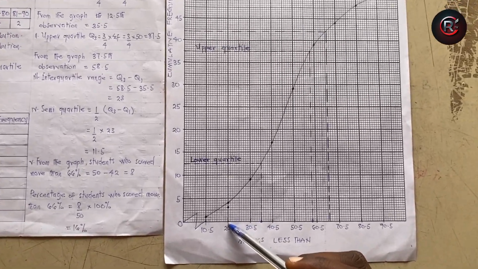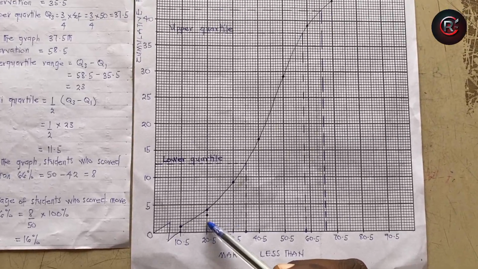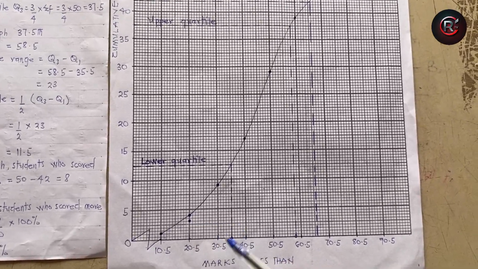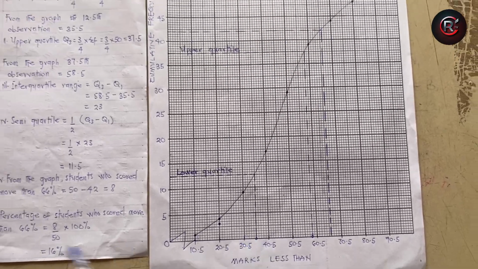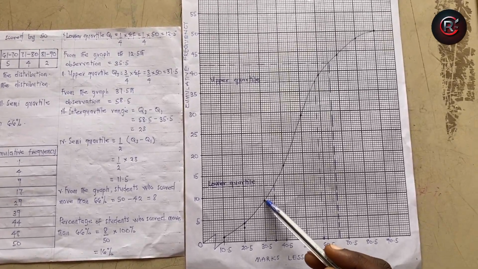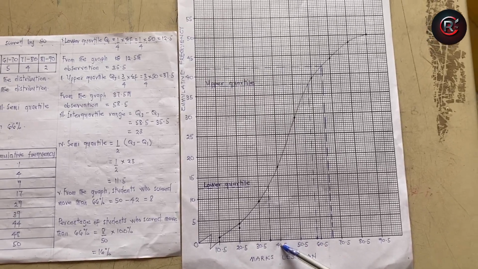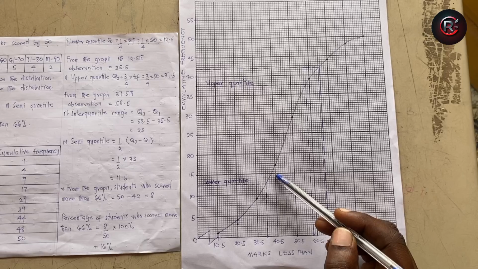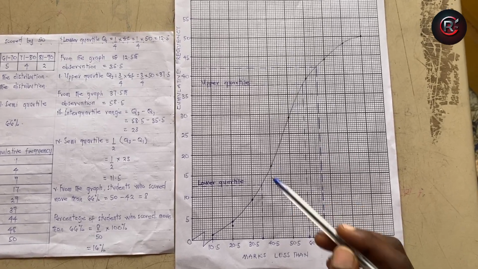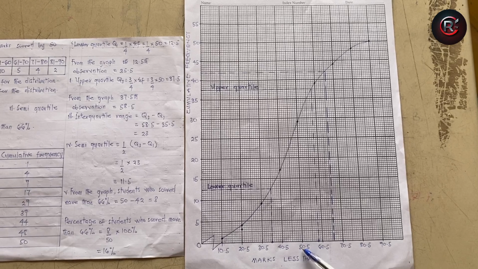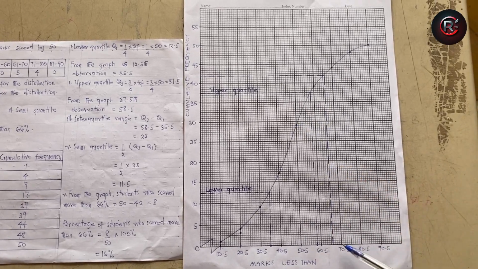So 20.5, we check it. This will be 1, 2, 3, 4. So 4 is here. Then we mark. At 30.5, our cumulative frequency number is 9. So we mark it. At 40.5, our cumulative frequency number is 17. We mark it because this is 15, 16, 17 will be here. At 50.5, our cumulative frequency is 29. So we mark our 29.